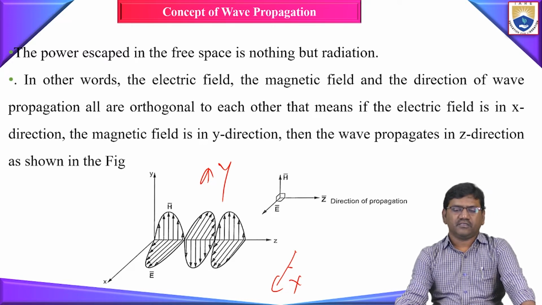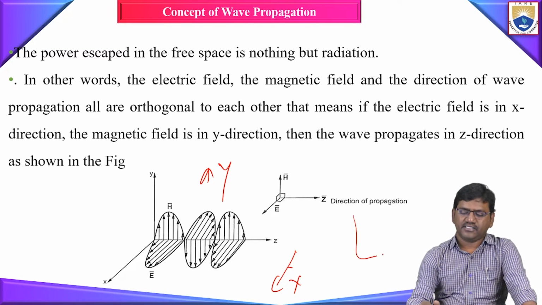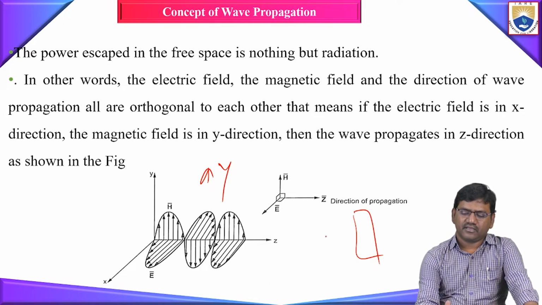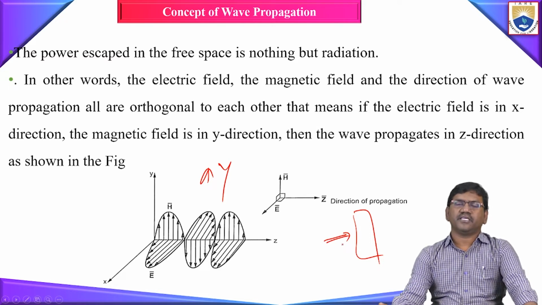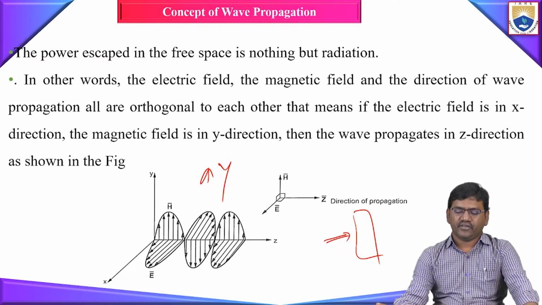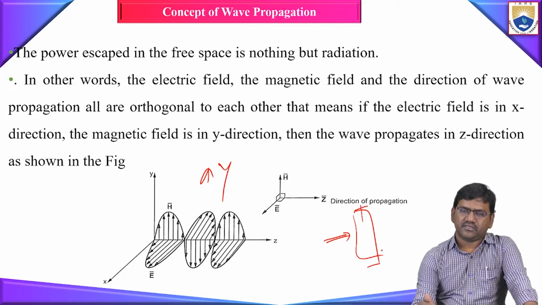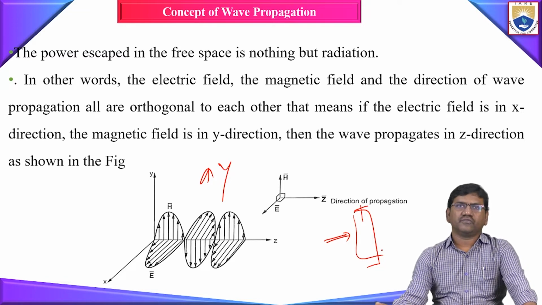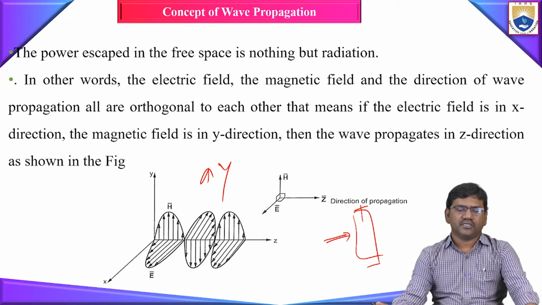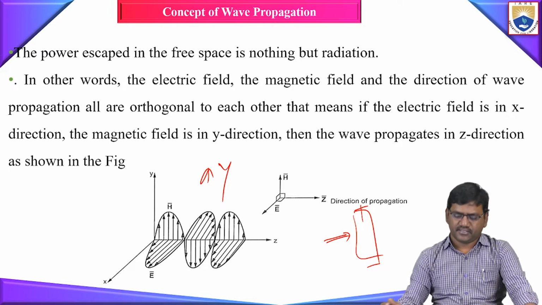Here, the concept of wave propagation starts from a basic conductor. When we give an input signal to the conductor, oscillations take place. When we feed the conductor with input current, the positive charges and the negative charges oscillate. They move to and fro at a greater velocity, and when they move with a greater velocity, radiation is possible. So radiation is produced from the conductor in the form of power. The power escaping into the free space is nothing but the radiation.